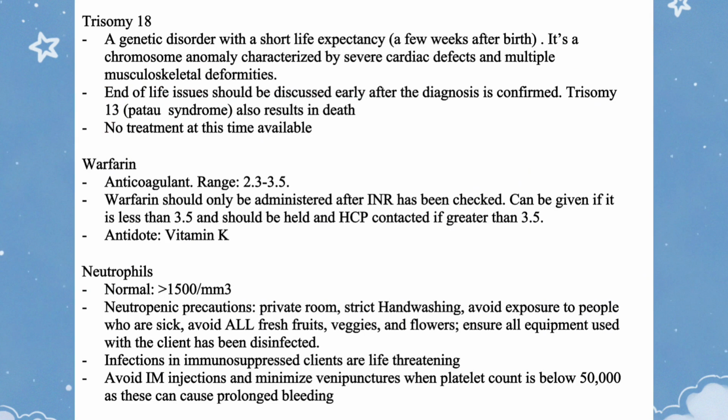Trisomy 18, a genetic disorder with a short life expectancy, a few weeks after birth. It's a chromosome anomaly characterized by severe cardiac defects and multiple musculoskeletal deformities. End-of-life issues should be discussed early after the diagnosis is confirmed. Trisomy 13, Patau syndrome, also results in death. No treatment is currently available.